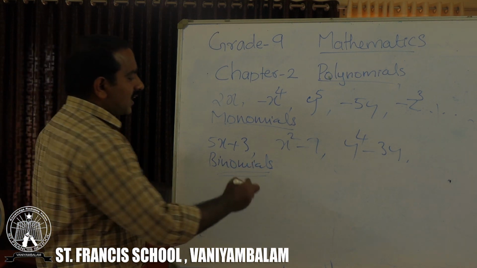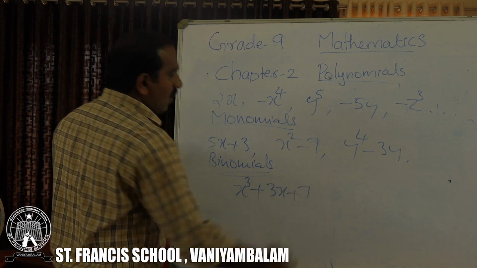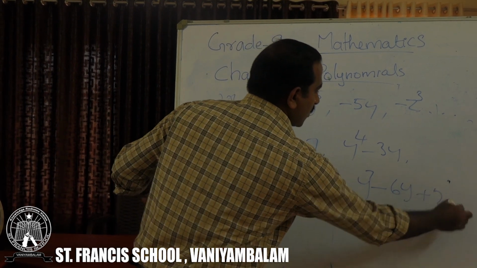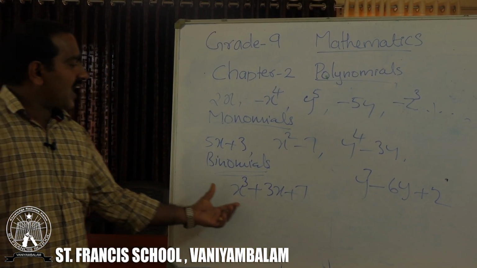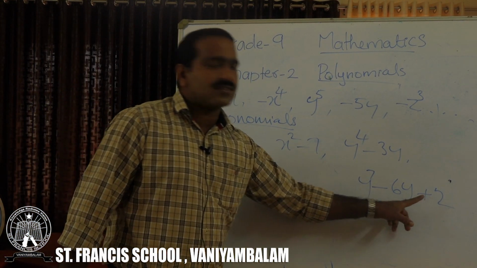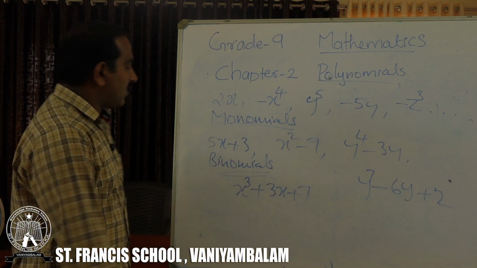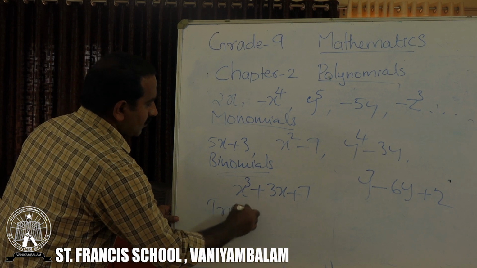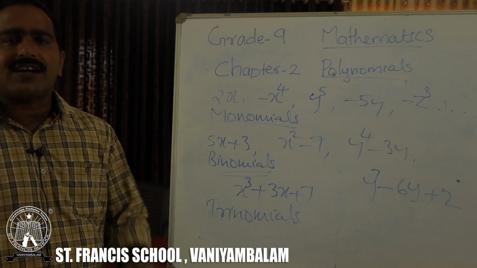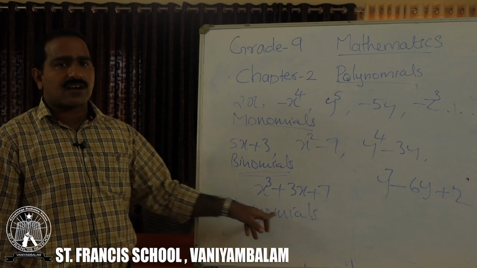Similarly, consider three-term expressions, x cubed plus 3x plus 7, or y to the power 7 minus 6y plus 2. These have three terms: 1, 2, 3. Three-term polynomials have a special name. It is called a trinomial. These are examples of trinomials. What is a trinomial? Tri means three. A three-term polynomial has the special name trinomial.